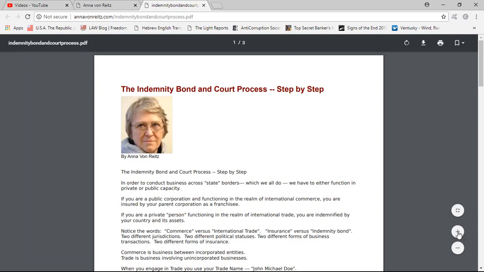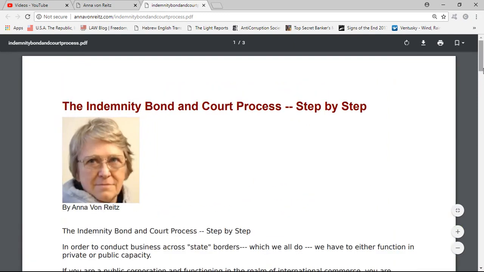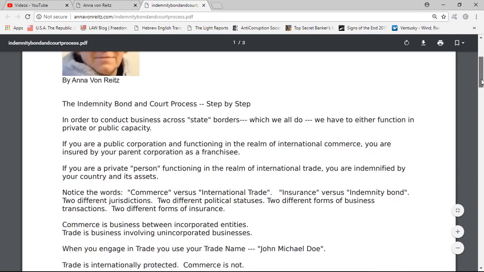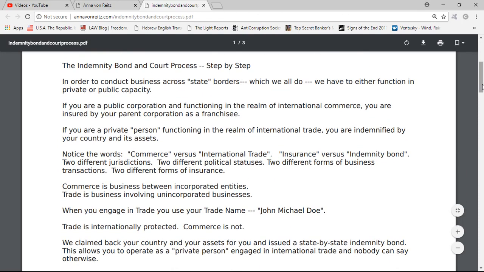So let's go ahead and open this one up. This is the 1105. And we're just going to read through it. The indemnity bond and court process step by step.